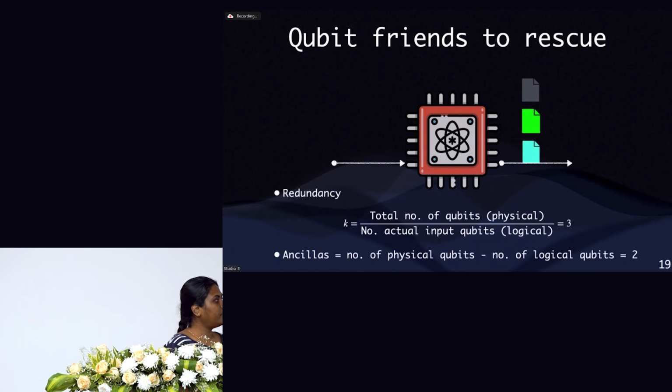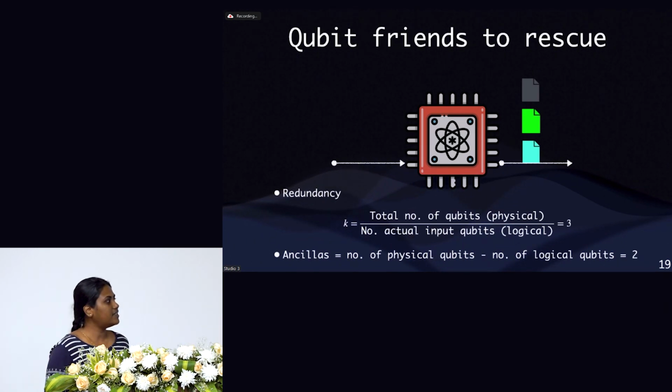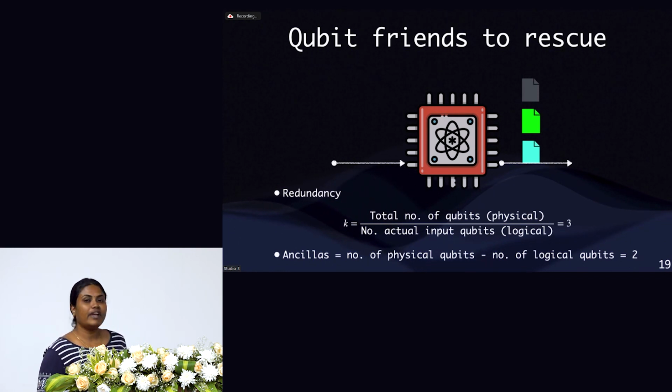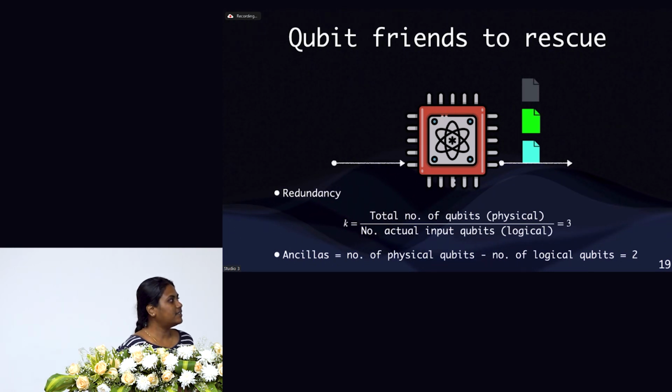So, I introduced 2 terms here. One is called redundancy, which is k. Instead of performing the experiment once, I try to perform it thrice, so the ratio is actually 3. And the number of ancillas, or the number of extra qubits that I send, is this blue and green that I have. So, the extra qubits is 2.